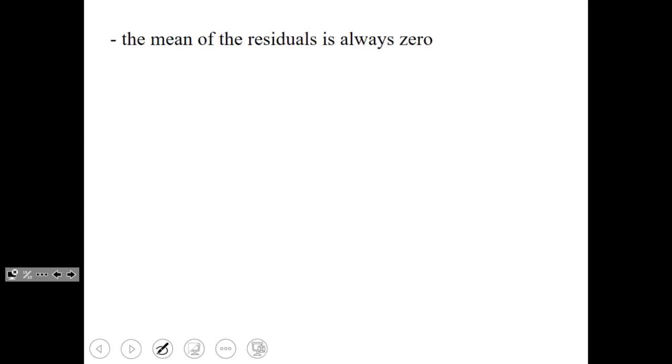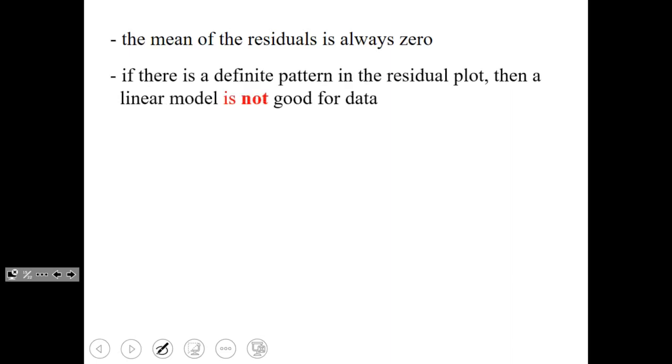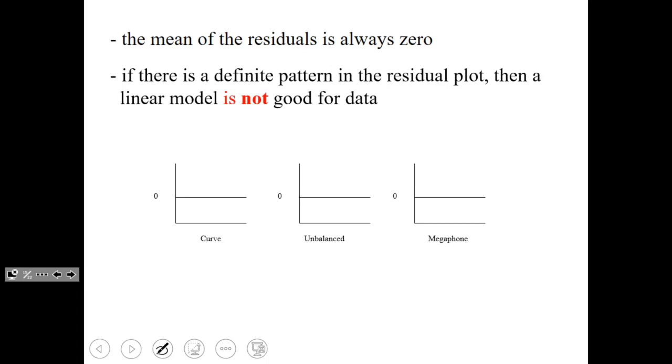Now the average of the residuals is always going to be 0. But if there's a definite pattern in the residual plot, then a linear model is not good for the data. And we can go into some pictures here of why. So let's say I have a curve in my residuals. So they start off below, they cross my 0 line, come back under.